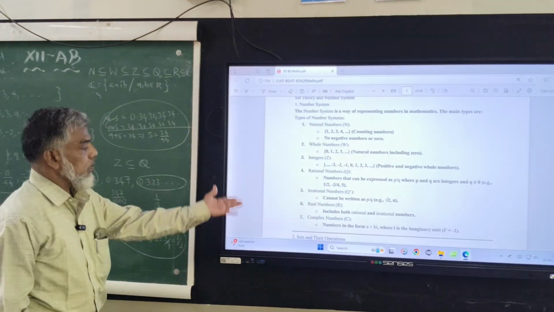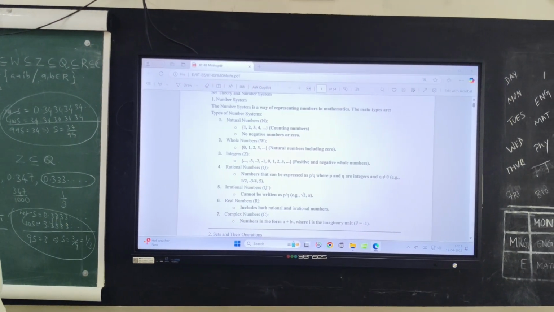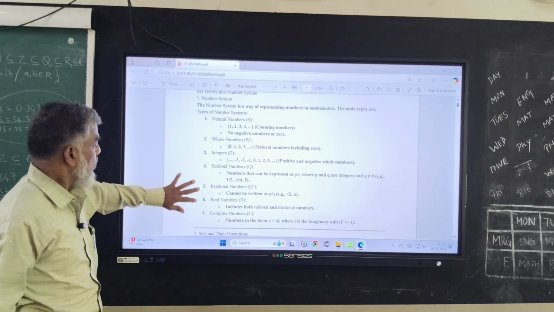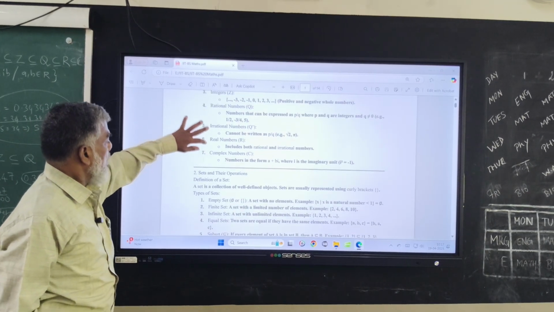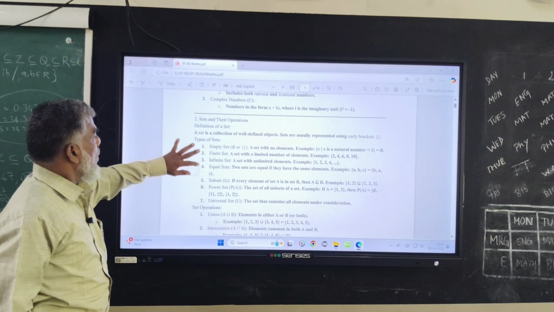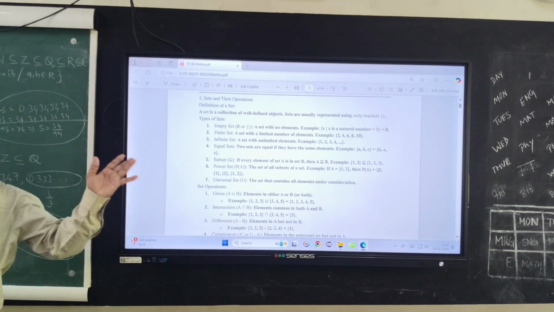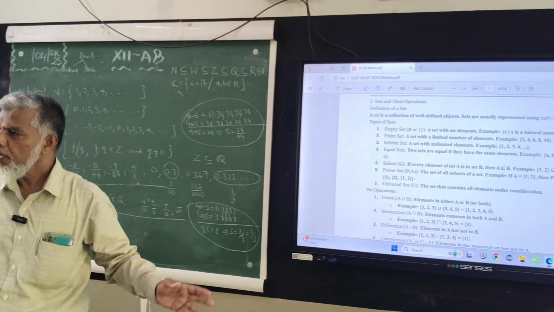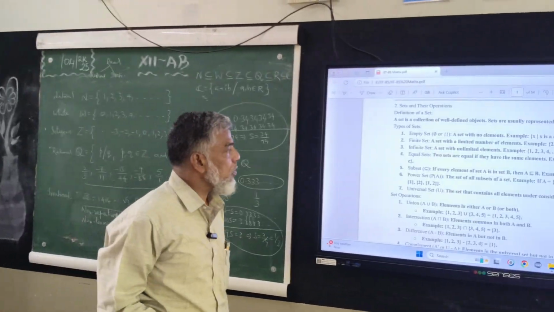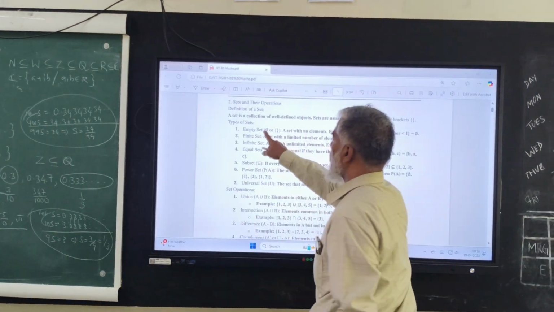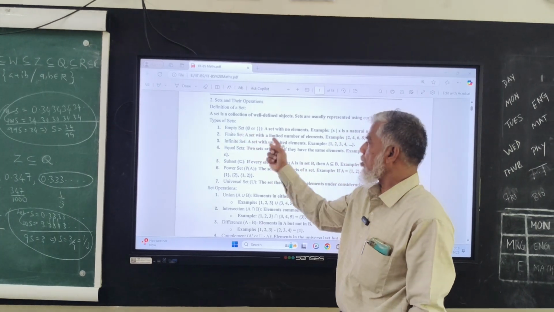Okay. Next, sets and their operations. A set is a collection of well-defined objects. You have been studying this from the 6th standard onwards. And the empty set is nothing. The empty set can be written as either this one or this one.